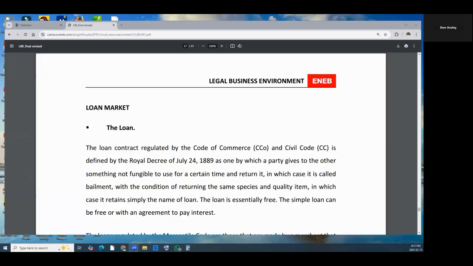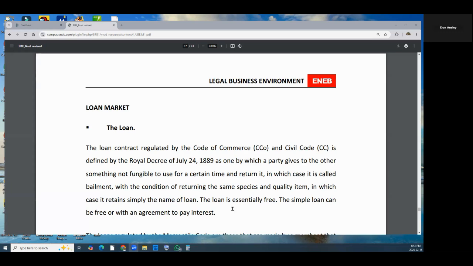Legal business environment. Loan markets. The loan contract, regulated by the Code of Commerce and Civil Code, is defined by the Royal Decree, as you see here, in which one party gives another something not fungible to use for a certain time, and in return, which is called bailment, with the condition of returning the same species and quality, in which case it is returned simply, and the loan is essentially free.